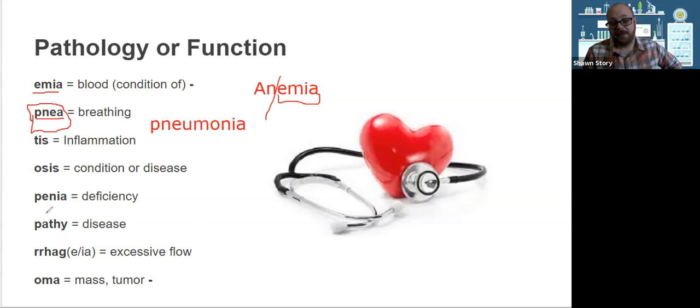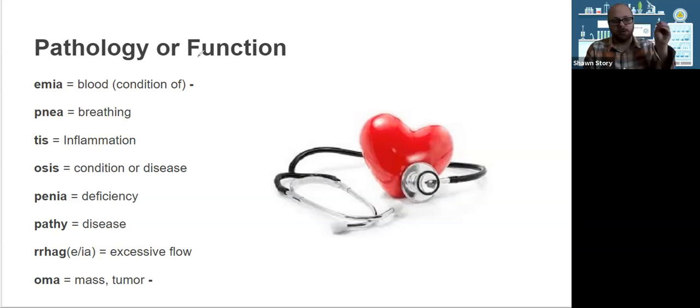Disease. This makes me think of the word pathetic, when people are like, man, that's pathetic. Literally what you're saying is like, that makes me sick, right? It makes me sick to my stomach. That's pathetic. I'm actually seeing the word pathetic.